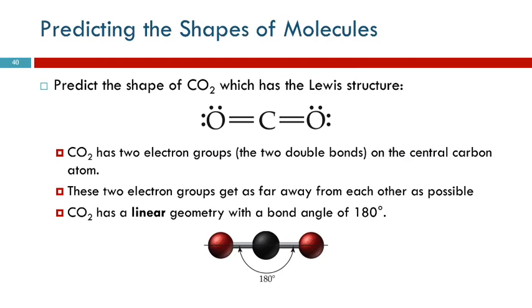So if we look at carbon dioxide, here's the Lewis structure for carbon dioxide. We're going to stick with small molecules and just look at the central atom. On the central atom, we have a double bond over here and a double bond over here. That's 2 electron groups. And you think about, well, how can those 2 groups get away from each other? Well, they're going to be on opposite sides of the carbon.